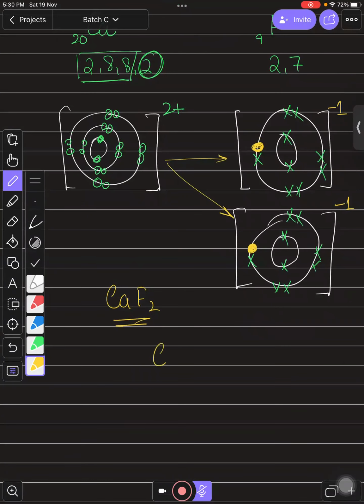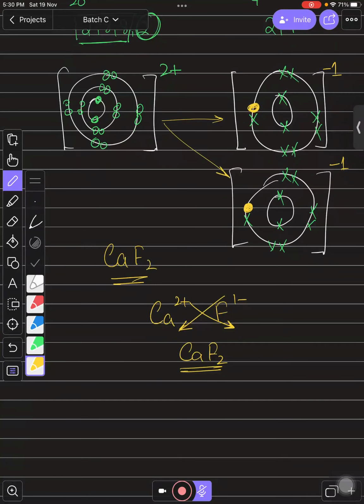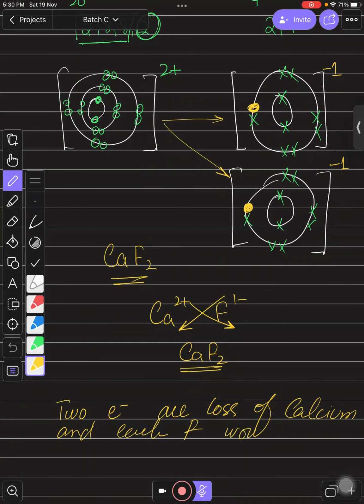You need to remember, if you draw the formula of this, you know that calcium is 2 plus and fluorine is 1 minus. So with the cross, we need to multiply the numbers because the numbers are different. So the formula will be calcium fluoride. This is a fact. Whenever calcium forms a bond with fluorine, calcium always needs to lose 2 electrons and 2 fluorines should be there to receive an electron each. So you can write this statement over here as well: 2 electrons are lost by calcium, and each fluorine would receive 1 electron.